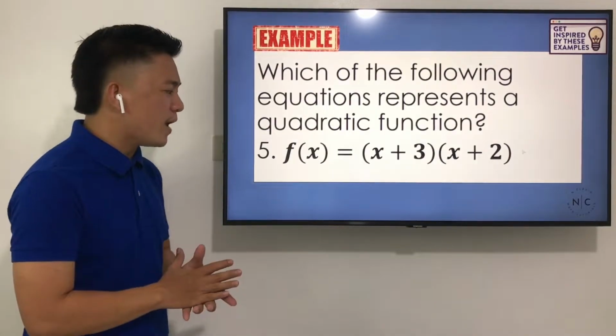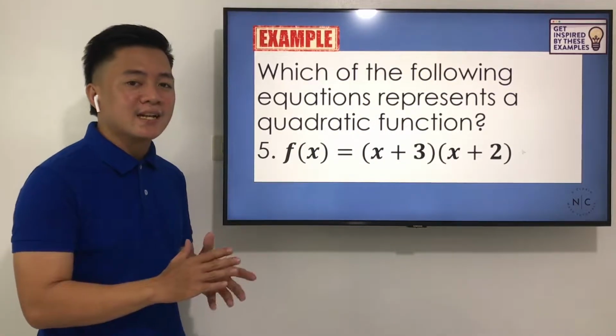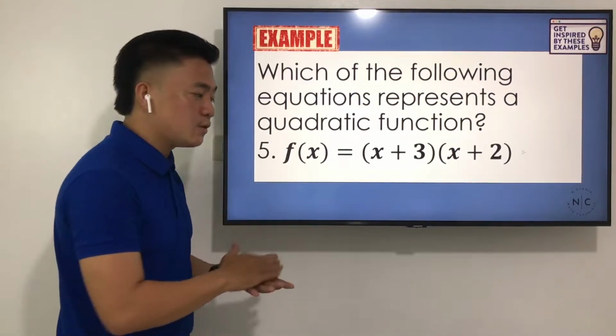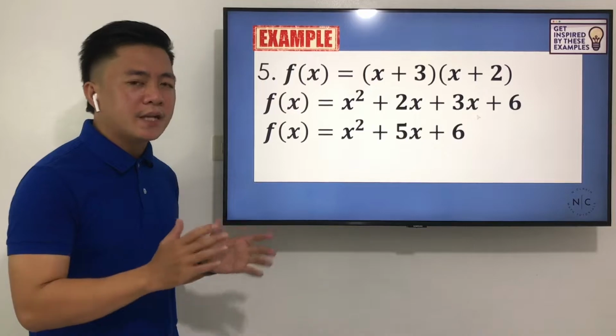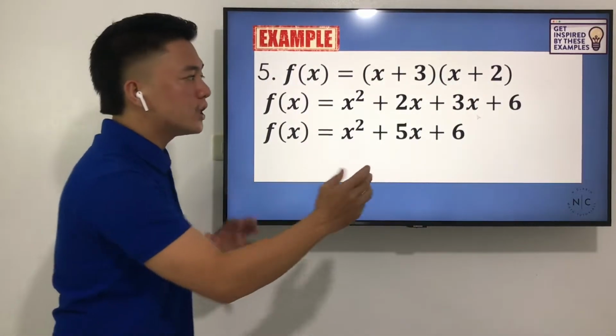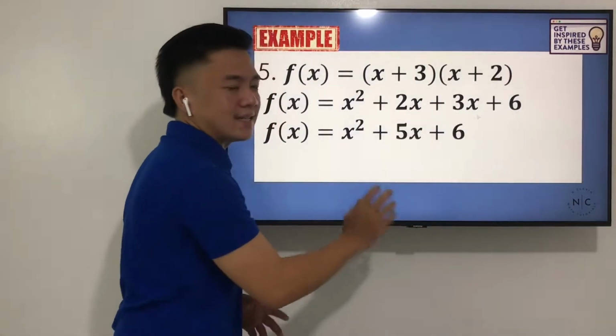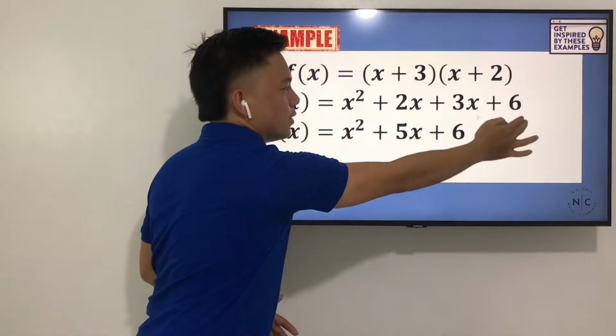Number 5 is we have f of x is equal to the quantity of x plus 3 times x plus 2. So, ang gagawin natin is we will simplify yung ating equation. So, same process tayo. Gagamit tayo ng FOIL method. So, x times x is x squared. And then, outer tayo. X times 2 is 2x. Inner, 3 times x is 3x. And then, last is 3 times 2 is 6.